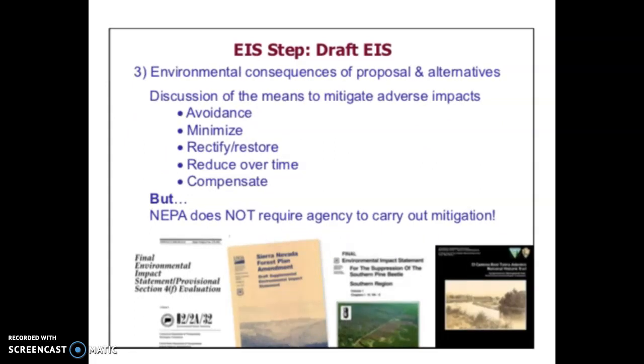So the next step is preparing a draft. In a draft EIS, the environmental consequences and proposal of alternatives must include a discussion of the means to mitigate these adverse impacts. So how they can be avoided, how they can be minimized, rectified and restored, reduced over time, or if there needs to be some sort of compensation that takes place. But an important point is that NEPA does not require the agency to actually carry out these mitigations. There's no enforcement of these mitigation plans.